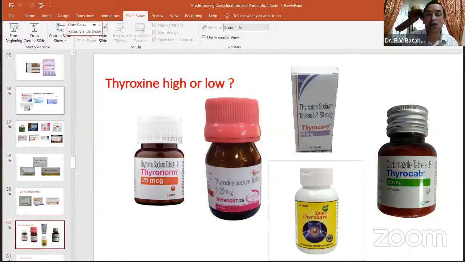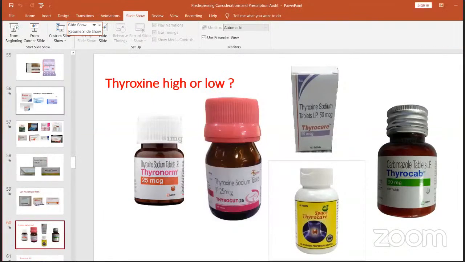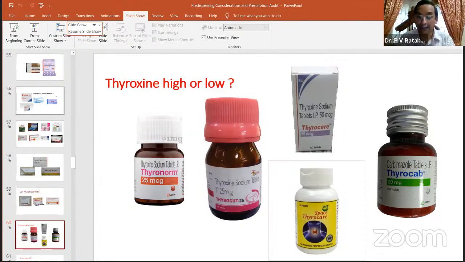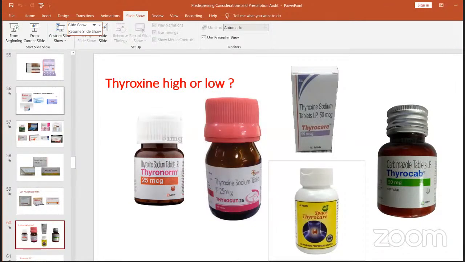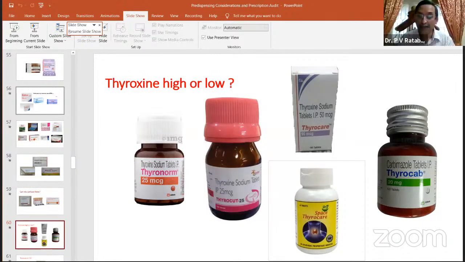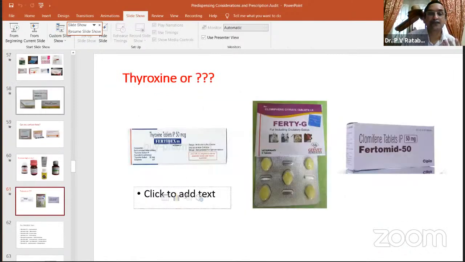I've seen a prescription where a doctor had prescribed Thyrocut 25 for hyperthyroidism, thinking it is carbimazole. So please verify if the patient has high thyroid or low thyroid; the doctor himself may be confused by the name. This is a totally misleading name, Thyrocut, as if you are cutting thyroid. It is actually thyroxine, where you are increasing the thyroid level. So these are some misleading names.